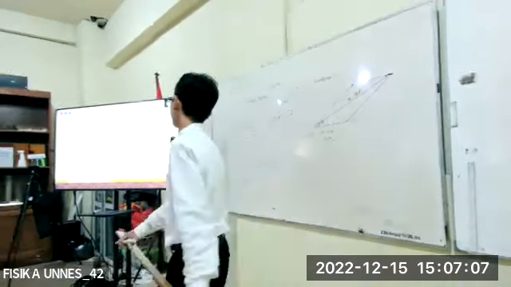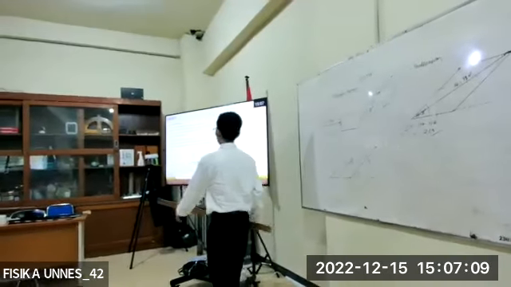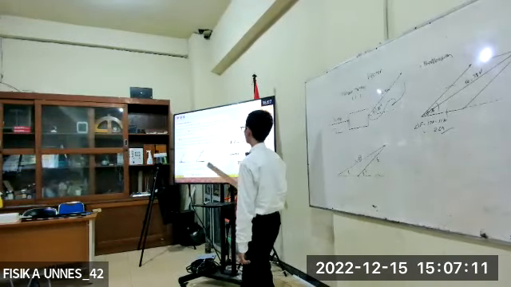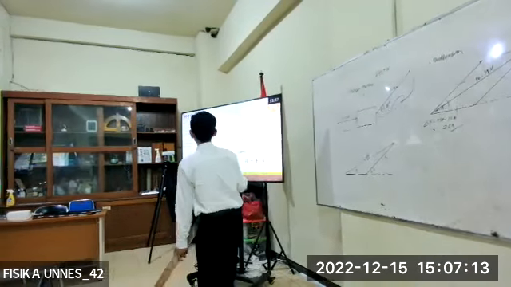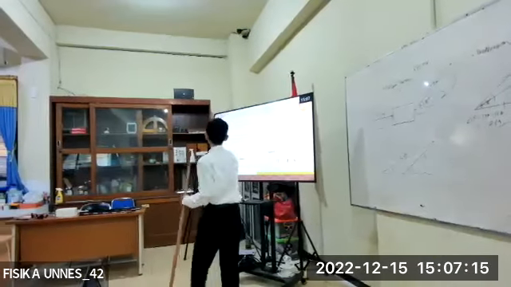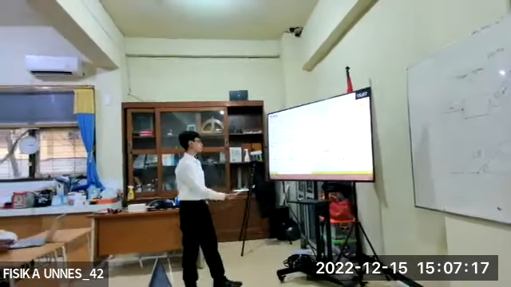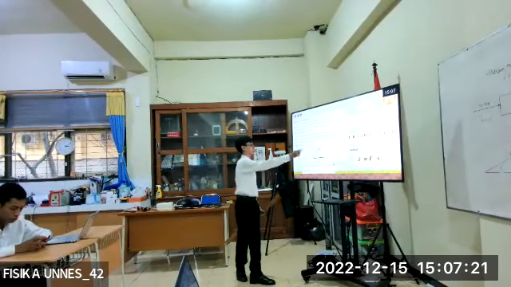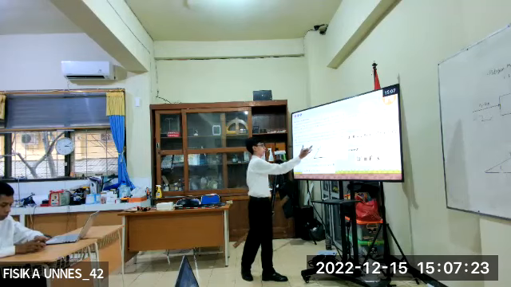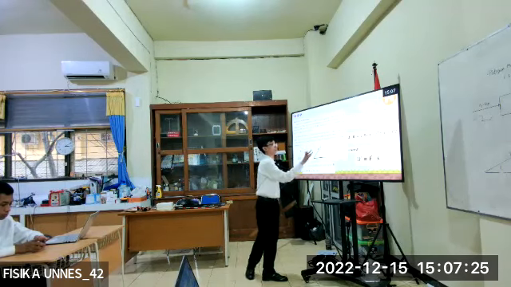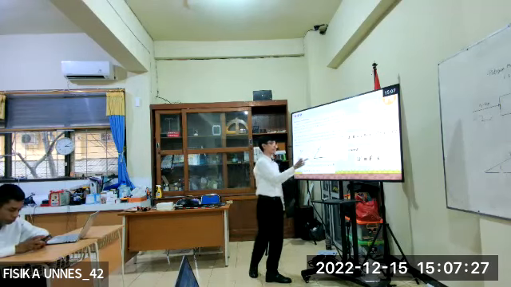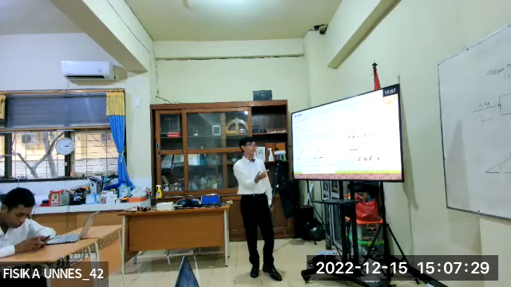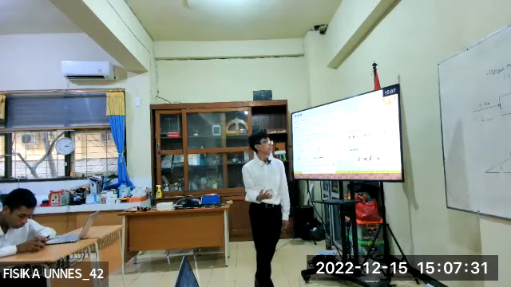In this picture, if C is the dot product between A and B, it means C is equal to AB cosine theta, because we need to bring vector B to the same direction as vector A, so it is multiplied by cosine theta.